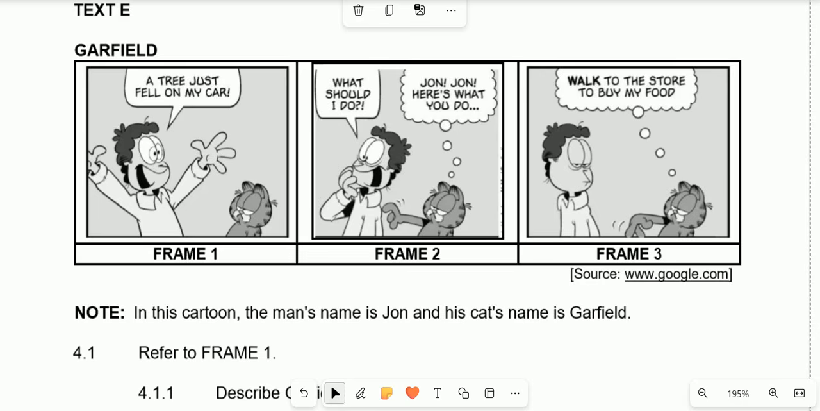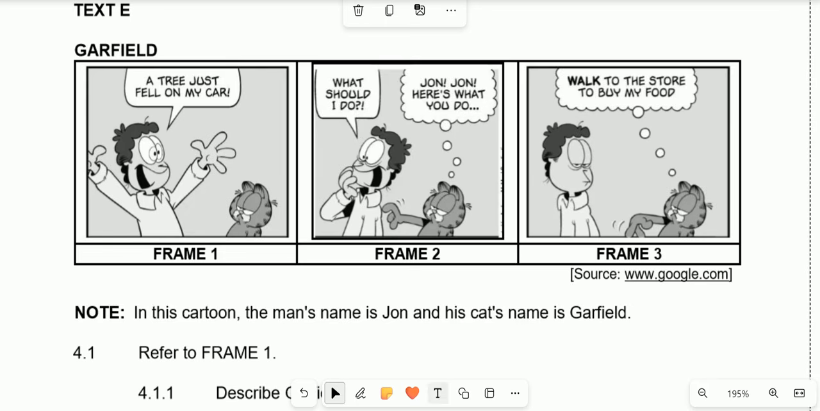Welcome again to our English First Additional Language Preparatory Examination Series for grade 12. This is a supplementary lesson on analysis of a cartoon. I felt the need to take another cartoon just so that we sharpen those skills. Remember, practice makes perfect and repetition is the father of learning.